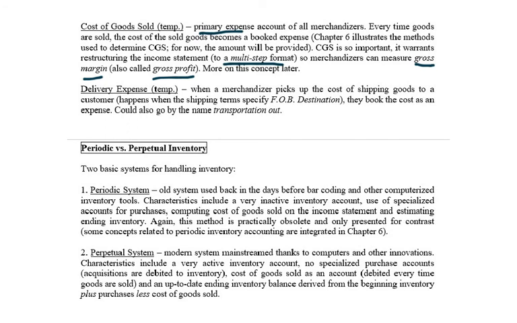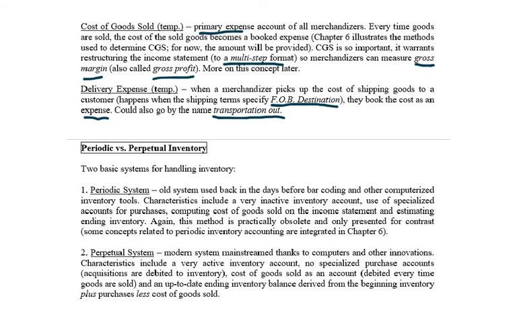So this is when the merchandiser is going to pick up the cost of the goods that they're shipping out to a customer, and this is going to happen specifically when we have this situation. Those in the shipping terms are FOB destination, so they will book this immediately as an expense. That's the idea here. They incur that cost, they immediately book it as an expense, and they could also see this account go by the term transportation out. It doesn't have to strictly be just delivery expense.